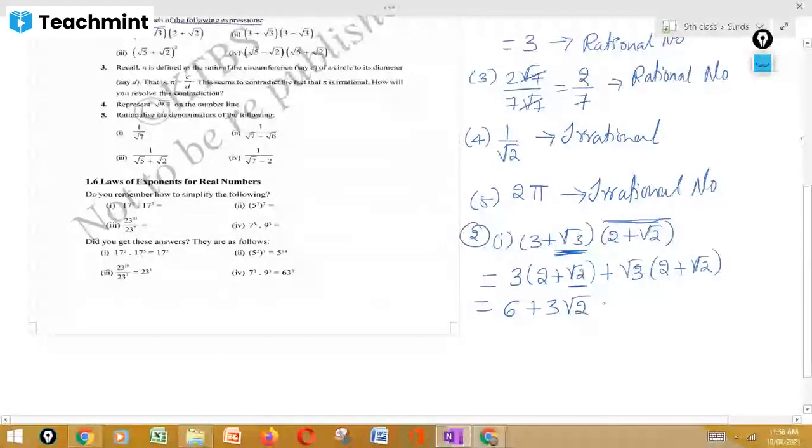Just wait for 2 minutes. Okay, I'm going to continue now. See, now you have to multiply root 3 to 2 plus root 2. So here also, exactly. You get 2 root 3. Then what about the next one? Root 3 into root 2. Root 6. So you are going to get 2 into root 6.